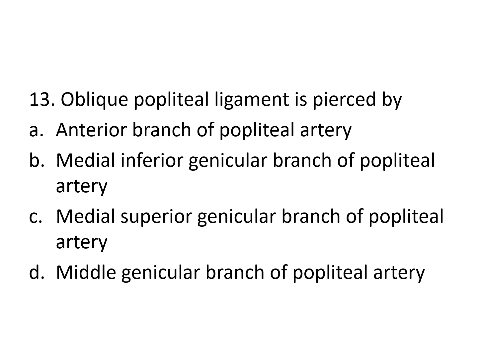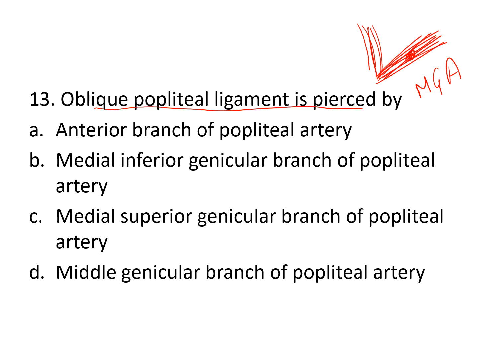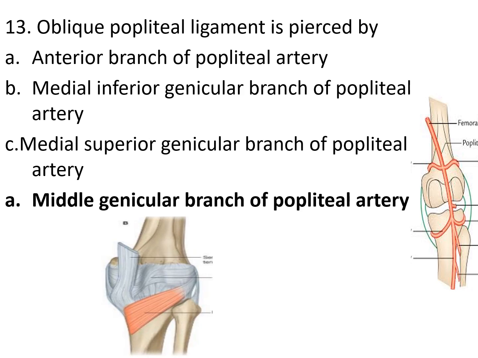Now the next question, oblique popliteal ligament is pierced by. We already discussed semimembranosus. After its insertion, it sent a ligament obliquely that was called the oblique popliteal ligament, which was pierced by a vessel called the middle genicular artery, which is a branch of the popliteal artery. So your answer will be this one. You can see here semimembranosus after its attachment is sending the oblique popliteal ligament which is pierced by the middle genicular artery, branch of the popliteal artery.